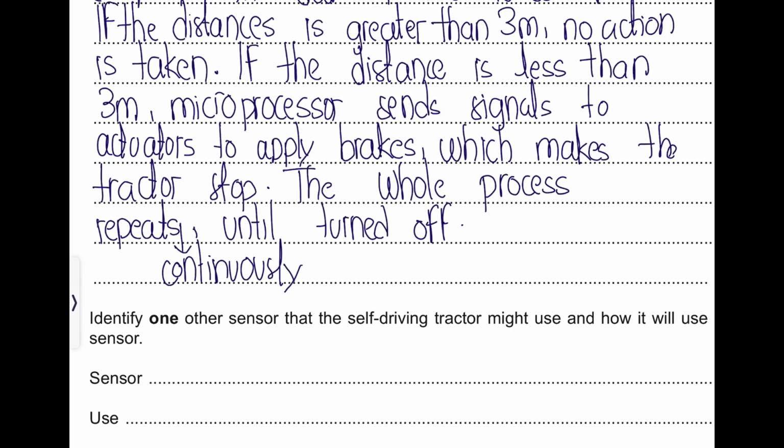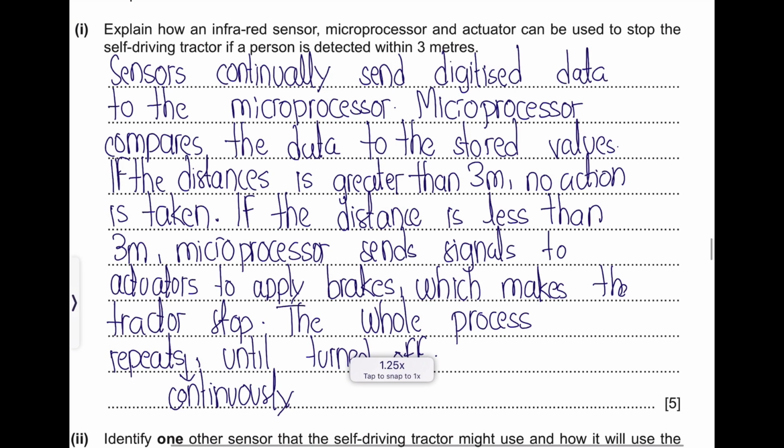It's a very simple question which has been asked in almost every paper. The sensors will send the digitized data to the microprocessor, which is compared to the stored values. If the distance is greater than 3 meters, no action is taken because it's a safe distance. If it's less than 3 meters, then you send a signal to the actuators to apply the brakes to make the tractor stop. The whole process will continue until the system is turned off.